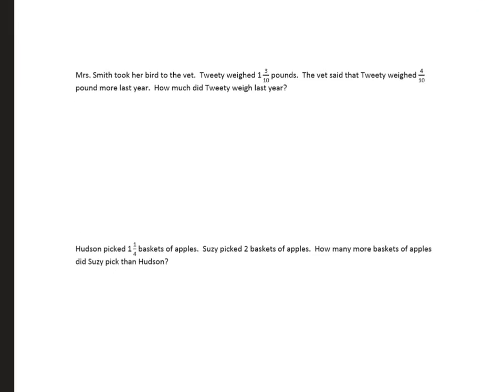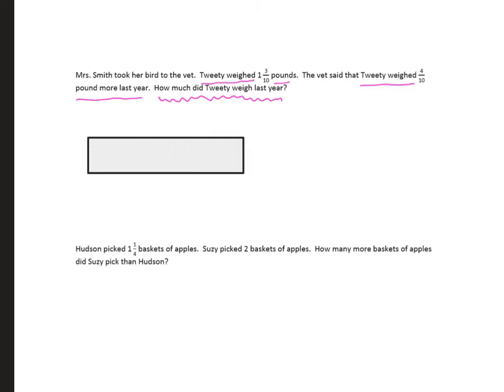Okay, so looking at the first one up top, Miss Smith took her bird to the vet. Tweety weighed 1 3/10 pounds. Okay. The vet said that Tweety weighed 4/10 of a pound more last year. And they want to know, how much did Tweety weigh last year? Okay, so you know the drill. We read our problem. We underlined what we know, what we're trying to find out. Now we are going to draw. So I'm going to draw a tape diagram.